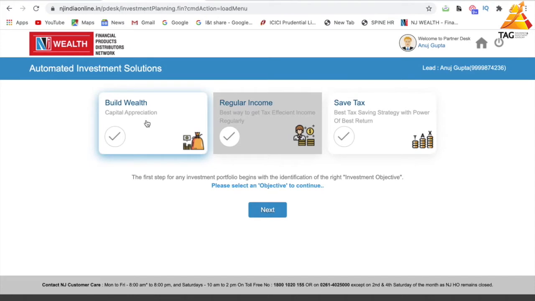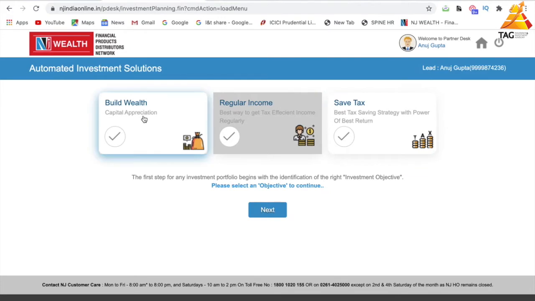So we have three solutions for you. One is build wealth, second is regular income, third is save tax. Meaning, as an investor, you can primarily come to us with three requirements. One is capital appreciation, which we call build wealth. Second is the best way to get tax efficient income regularly, which is regular income solutions. And third is that you want to save tax with the best returns. So we call that save tax.